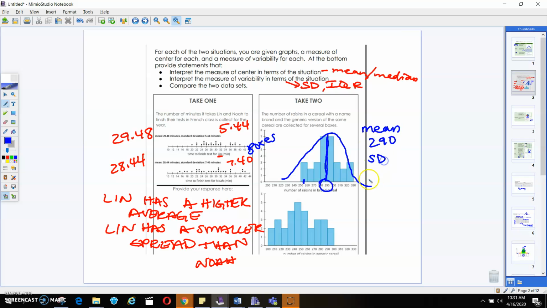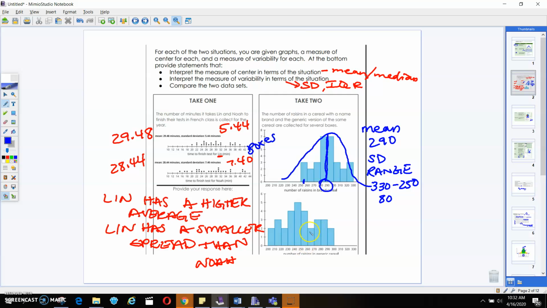Now let's look at our standard deviation. How far over is the next line? Well, it's 10, right? Or we could just look at how spread out it is. These are kind of close together. For our range, let's talk about range. Range is the numbers from the lowest to the highest. The lowest number right here is 250. The highest number right here is 330. So if I take 330 and subtract 250, what do I get? I get 80, right? So this is a range of 80.